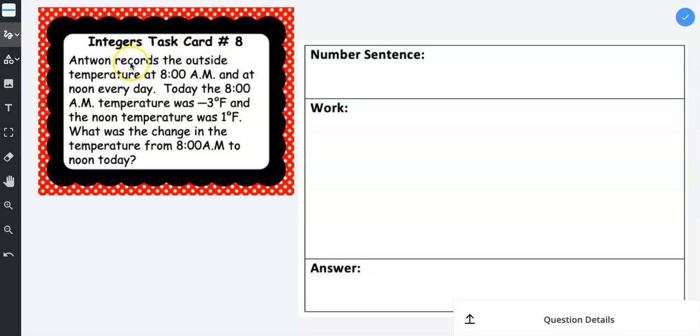Integers task card number 8. Antoine records the outside temperature at 8 a.m. and at noon every day. Today, the 8 a.m. temperature was -3 degrees Fahrenheit and the noon temperature was 1 degree Fahrenheit.